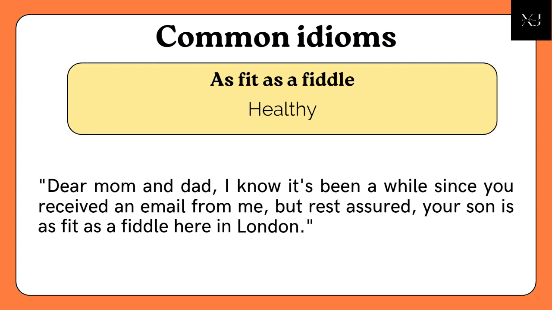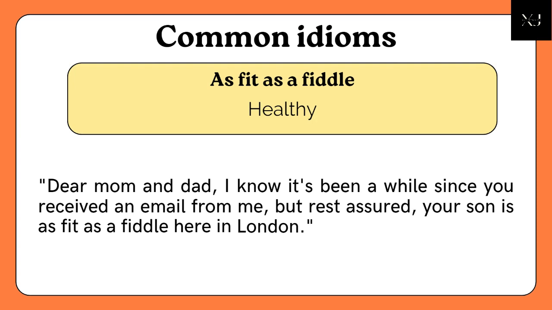Based on this sentence, how do we know it's a boy? Your son. Okay, it gave us a lot of information. Number 1, we know this kid's gender, he's a boy. Number 2, he's in London. Number 3, he's as fit as a fiddle, he's very healthy. And number 4, it has been a while since he communicated with his parents. So just by this one sentence, we know 4 pieces of information already, right?